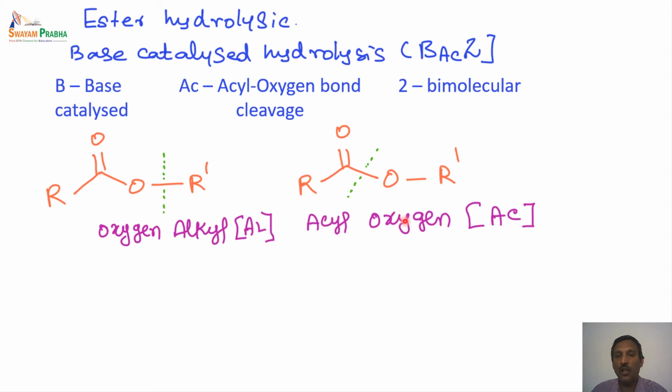That means acyl oxygen bond cleavage is the reaction we are actually going to study. Now we will have to find out why we say it is an acyl oxygen bond cleavage and not the alkyl oxygen bond cleavage. There are various evidences which point to the acyl oxygen bond cleavage. We will see one by one evidence to confirm that the ester hydrolysis by the base catalyzed reaction is an acyl oxygen bond cleavage reaction. We will confirm with various evidences.